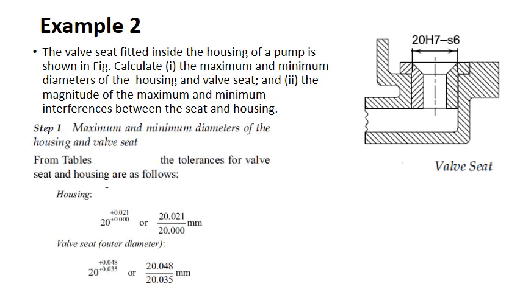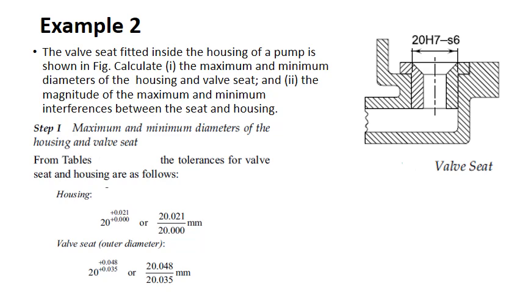Now that you know how to estimate the tolerance zone, for 20H7 it is plus 0.021 and then plus 0.0. You have deviation on only one side. Similarly for the valve seat outer diameter, it is 48 microns and then 35 microns. So you can calculate the maximum and minimum diameters.